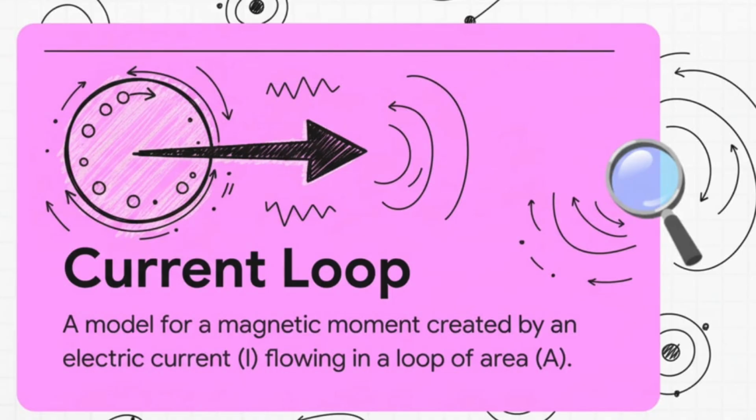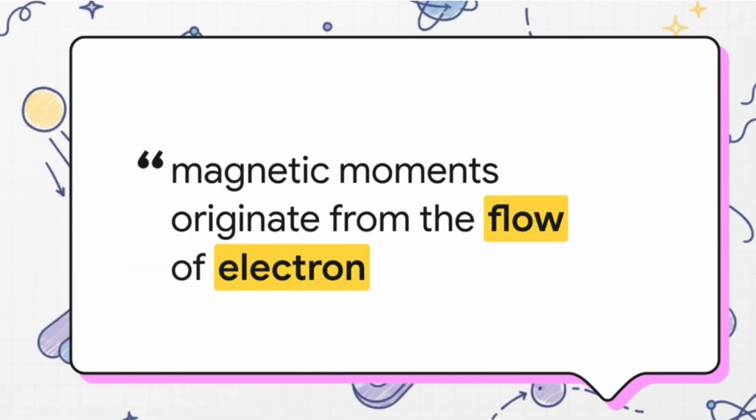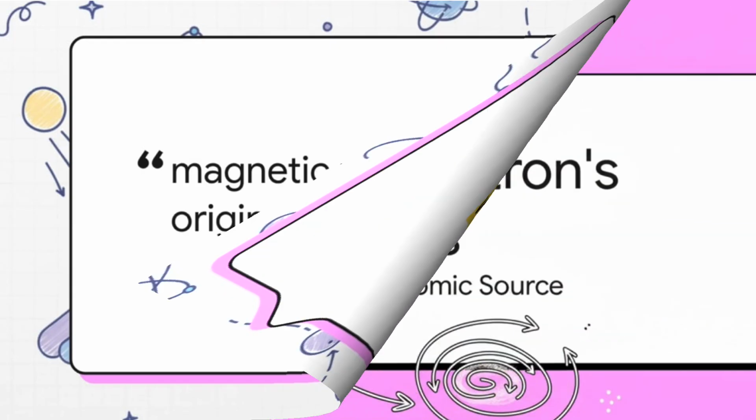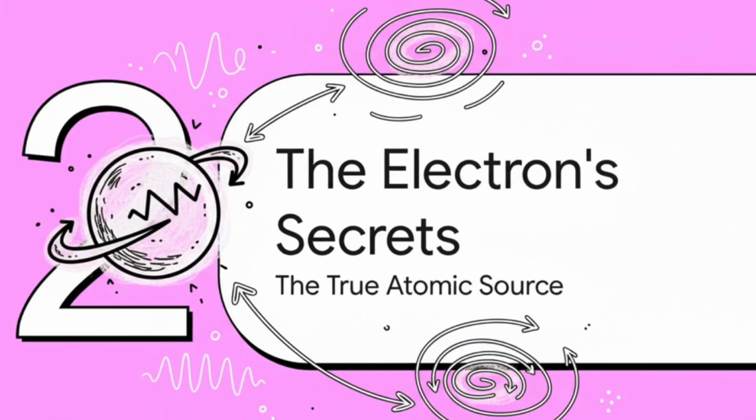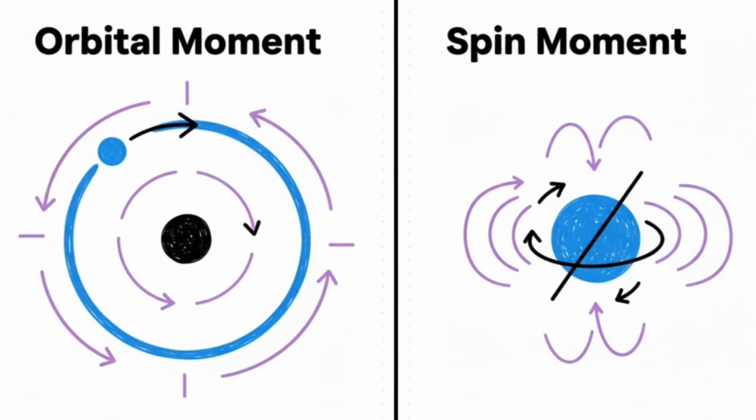And what do we have moving around inside every single atom? Electrons. This is the absolute key. The entire story of magnetism is really just a story of the electron and how it moves. But hold on, because the current loop idea is just an analogy. The true source is even more fascinating, and it takes us deep into the weird world of quantum mechanics. Turns out the electron is hiding a secret. It doesn't just have one way of making a magnetic moment, it has two.